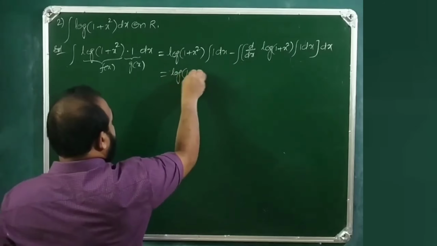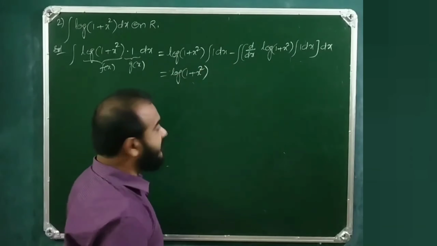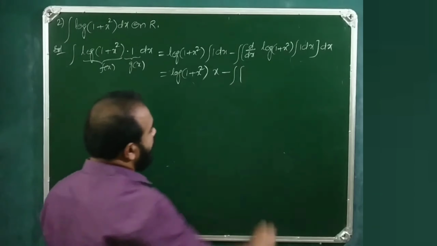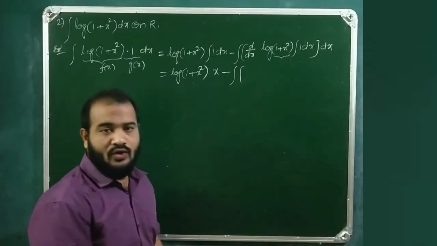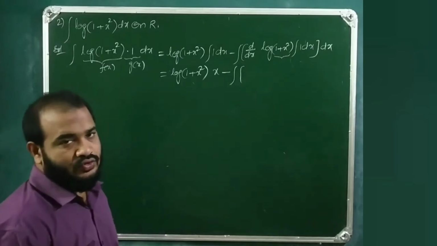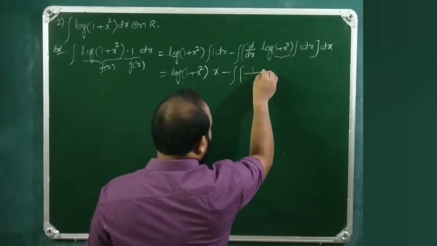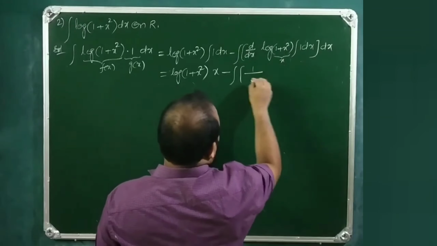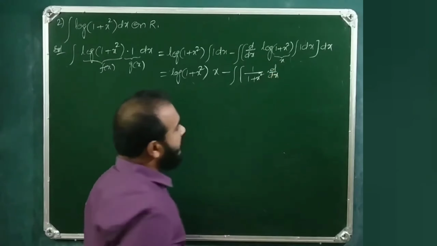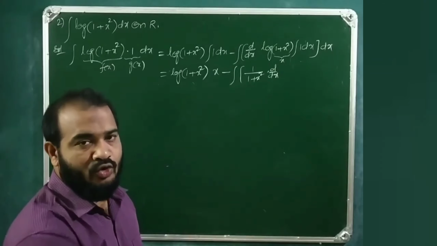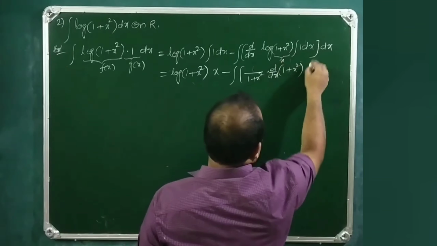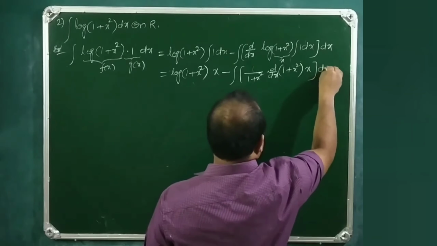Log 1 plus x square, integral 1 dx is x, minus d by dx of log 1 plus x square. Let us suppose this to be x, because we only know d by dx of log x, for which this unknown you treat as x. So d by dx of log x is 1 by x. So 1 by, here x is 1 plus x square, into d by dx of whichever we have treated to be x, later we need to differentiate, d by dx of 1 plus x square, into integral 1 dx is x, whole dx.